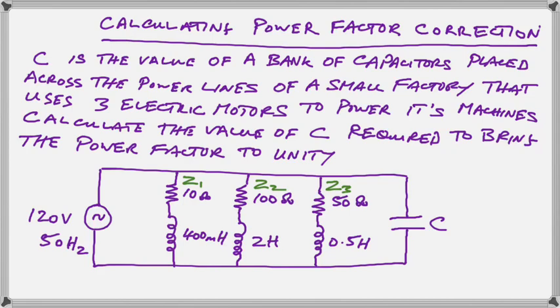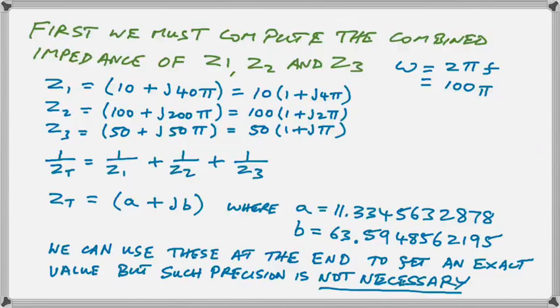Now, take a look. We have each of the motors classified as a complex impedance, Z1, Z2, and Z3. First, we must compute the combined impedance of Z1, Z2, and Z3. And here might be a good idea to go and watch my video on complex numbers, if you've not seen it before, you can go and look at it now and quickly get a feel for what we're trying to do. Basically, we're using the formula for resistors in parallel, which is 1 over R1 plus 1 over R2 plus 1 over R3 equal to 1 over RT.